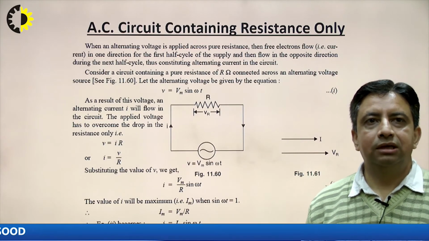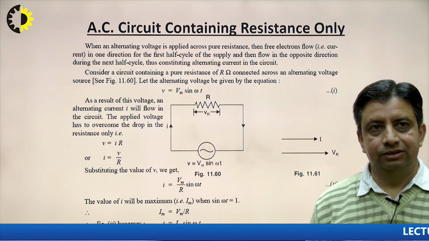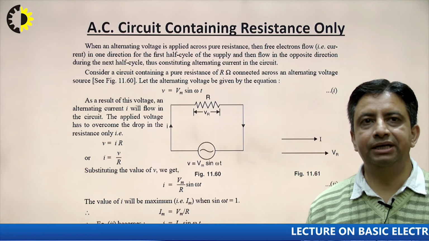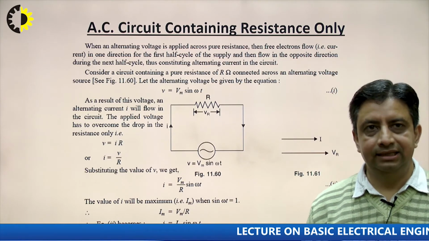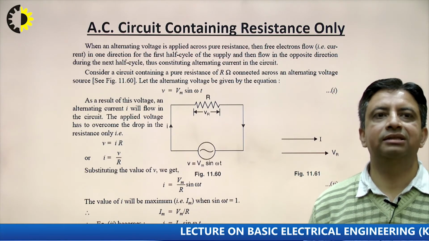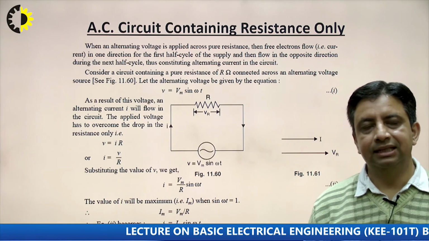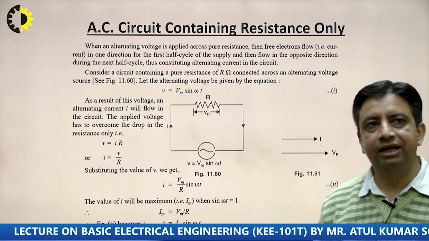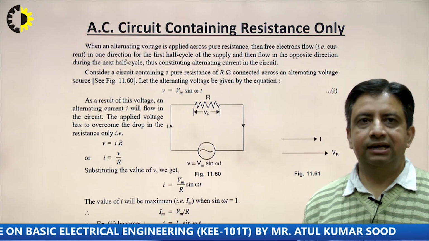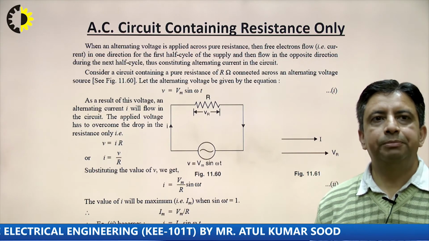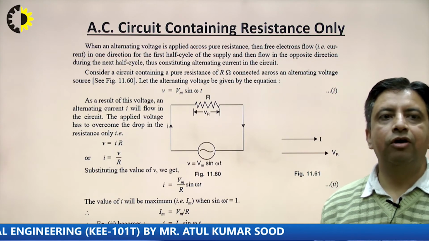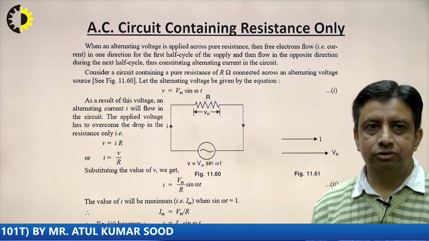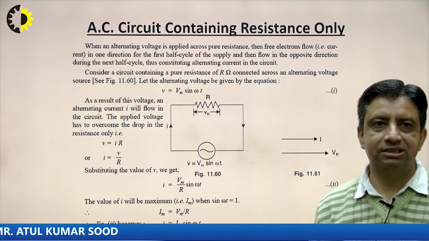Now, coming to AC circuit analysis. In AC circuit analysis, first we will consider all the 3 elements R, L and C one at a time, and then we will see the combinations of these elements, that is RL, RC and RLC. I will start my discussion with the AC circuit consisting of resistance only, which is called a purely resistive circuit. We can take the example of a tungsten bulb.